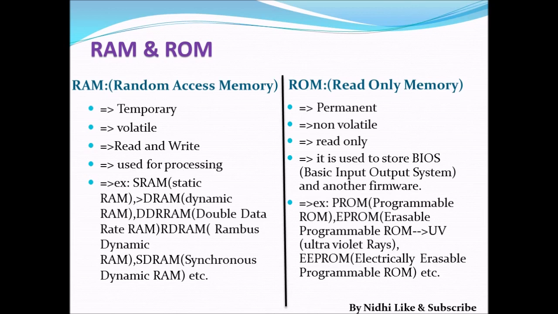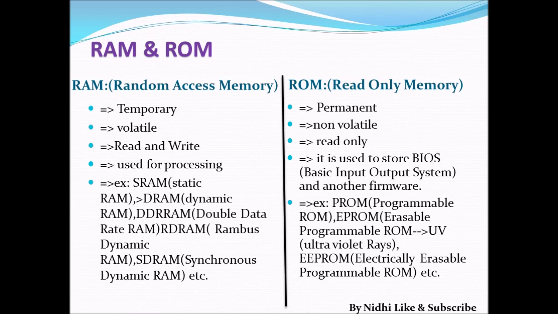Okay, it is used for read and write purposes. And similarly, ROM, it is permanent memory. Non-volatile means it doesn't vanish with the power supply, and it is used for reading only. Okay, so this RAM is used for processing, and this ROM is used for basic input output setting, that is loading of an operating system.